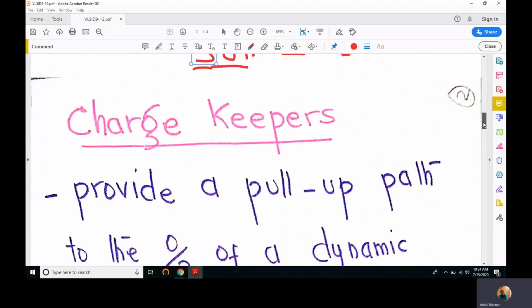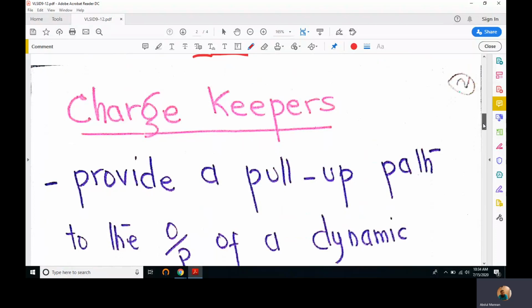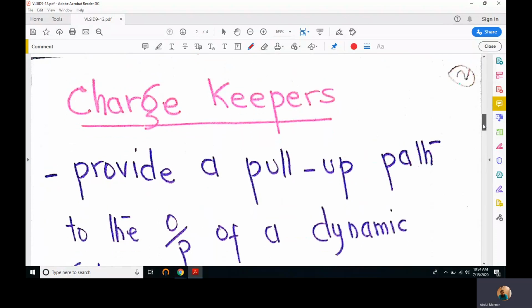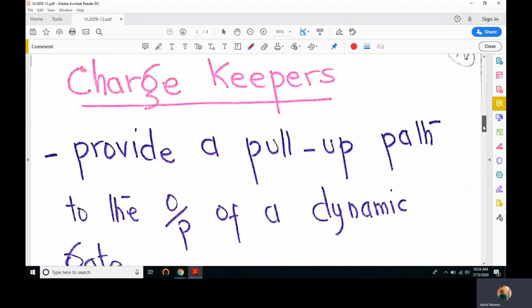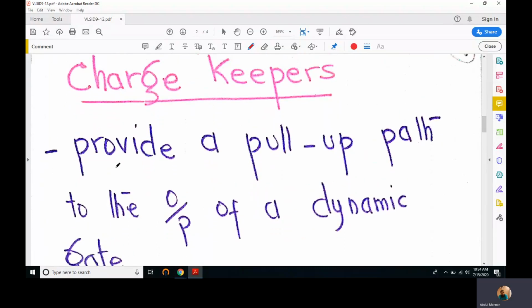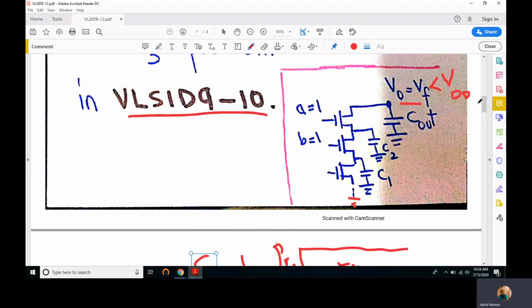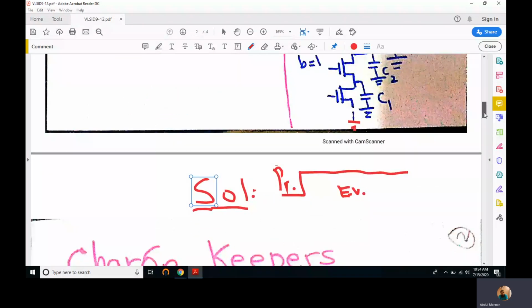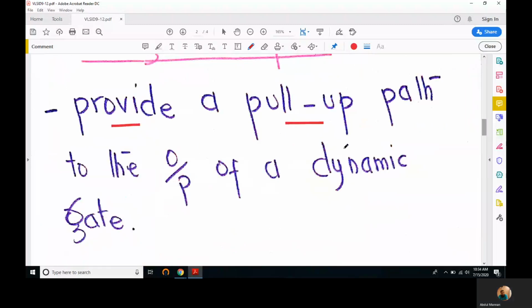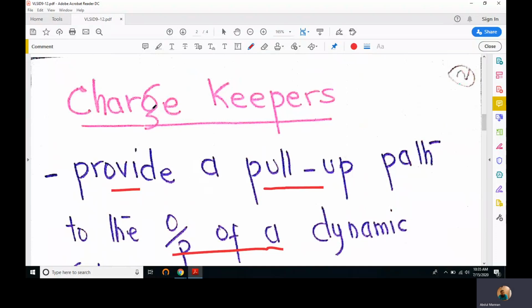Charge keepers give us a way to address the charge sharing problem, the decrease of voltage due to charge sharing. Charge keepers provide a pull-up path, because the voltage at the output is decreasing from VDD, so we need to pull it up to VDD again through some combination of transistors or gates. The output of a dynamic gate is kept at VDD by introducing an extra pull-up path, and that is done using charge keepers.